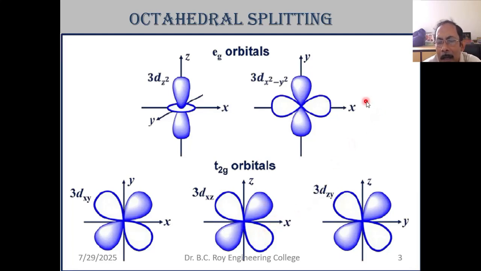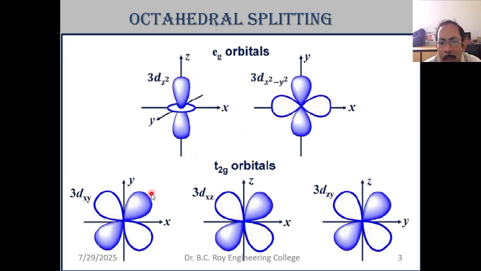Whereas if we approach along the x-axis in this orbital, you will find the ligand is approaching along the x-axis and the lobe is also along the x-axis. As a result, there is a very, very strong repulsion. So the repulsion will be very high here, whereas repulsion will be comparatively less here. So these three will give one set of energetically similar orbitals, and these two will form another set of energetically similar orbitals. These three are called T2g, and these above two are called eg.